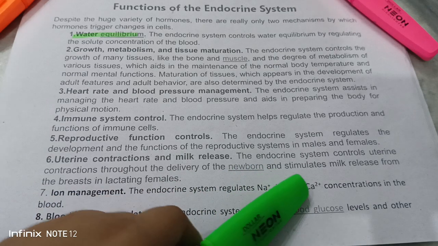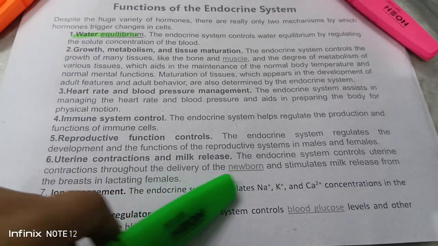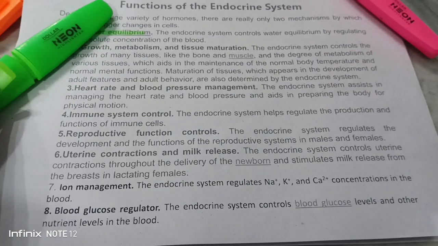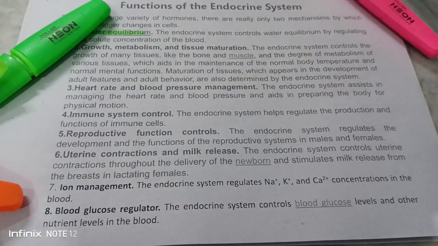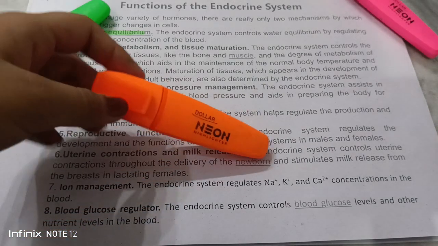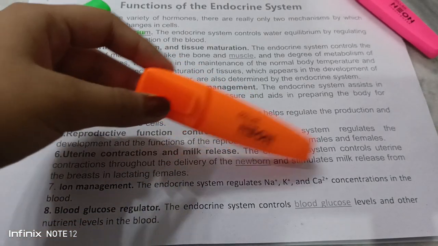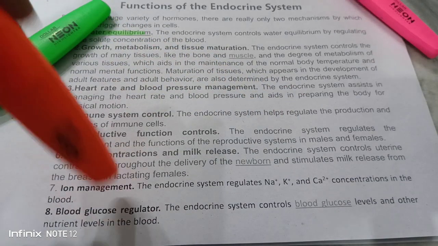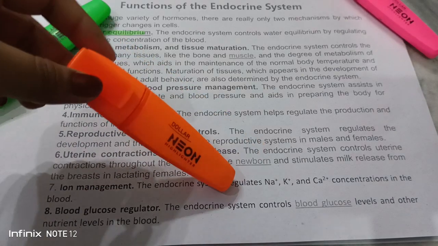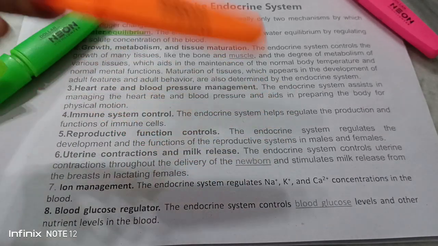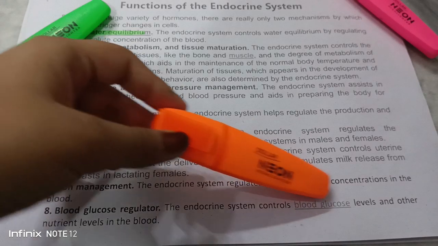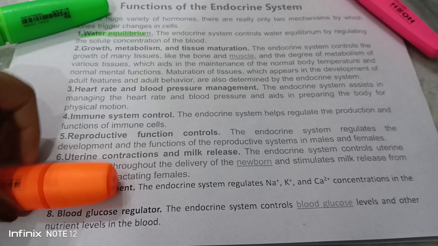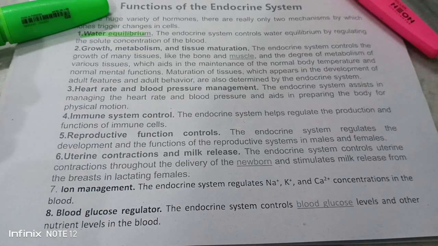For example, the endocrine system controls the uterine contraction during delivery, and it also stimulates milk production in females. Seventh thing is ion management, that it also regulates the concentration of fluids, for example sodium, potassium, and calcium concentration in our blood, and it also regulates glucose level by releasing insulin and glucagon, which are released by your pancreas. And control of blood sugar level is very important, and it also plays an important role in your nutrition.